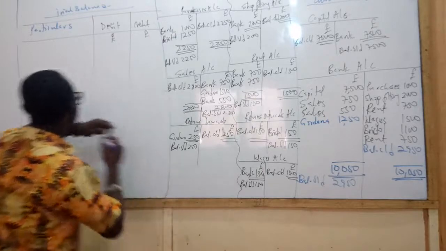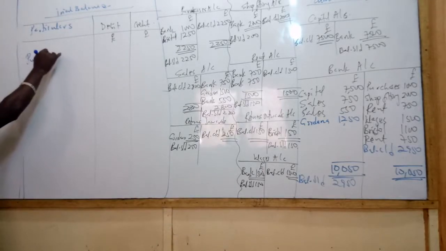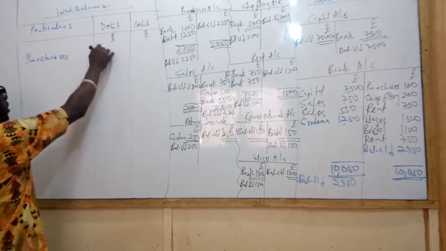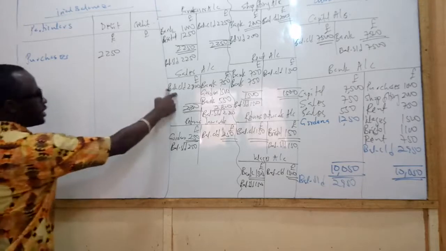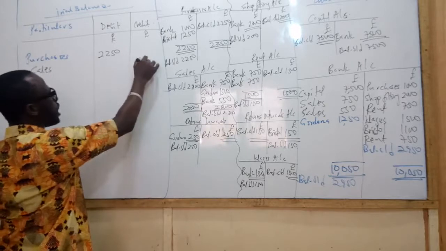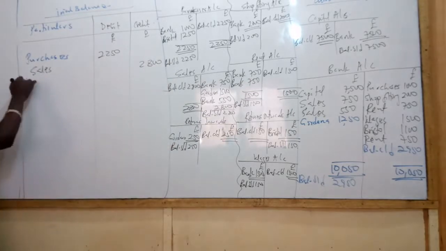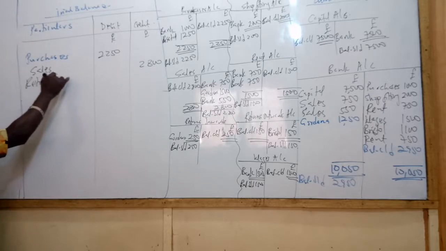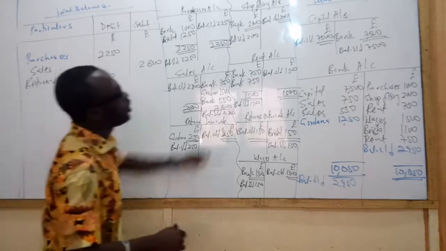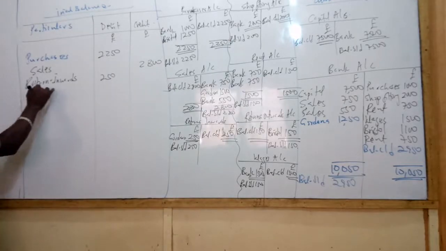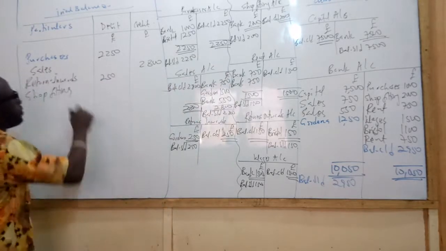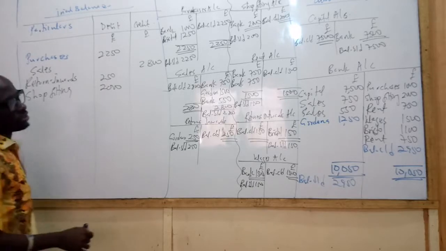But purchases account will come there, so purchases. Now purchases keeps a debit balance, so the figure there they brought down is 2250, we bring it up. Then we bring sales. Sales keeps a credit balance, and the figure there is 2800. Then we come to return inwards. Return inwards keeps a debit balance, so the figure is 250. Then we go to shop fitting. Shop fitting is a non-current asset, and all non-current assets keep a debit balance, and so debit side 2000.